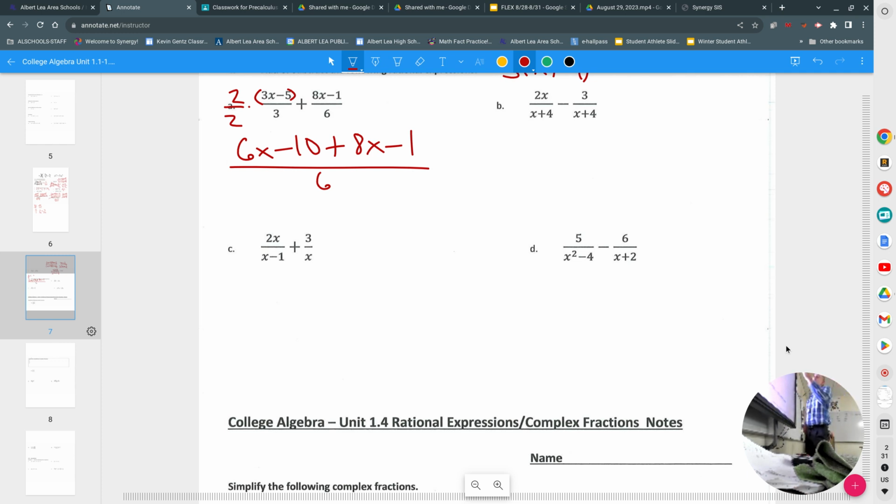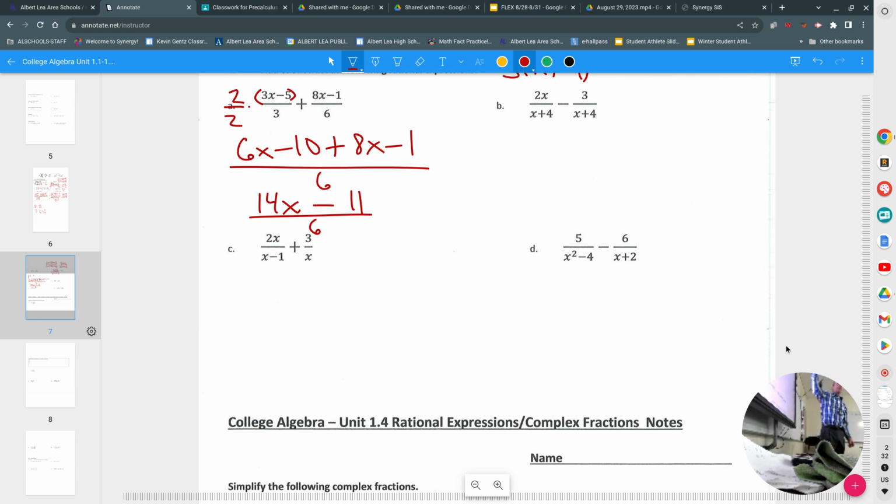Combine my like terms. 6x and 8x make 14x. Negative 10 and negative 1 make negative 11. That all sits over 6. If it would factor and possibly reduce, you could do that, but it doesn't.